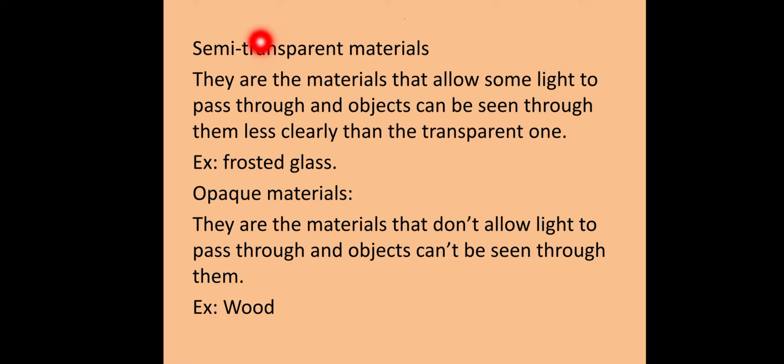Semi-transparent materials. They are the materials that allow some light to pass through, and objects can be seen through them less clearly than the transparent one. For example, frosted glass. Opaque materials. They are the materials that don't allow light to pass through, and objects can't be seen through them. For example, wood.